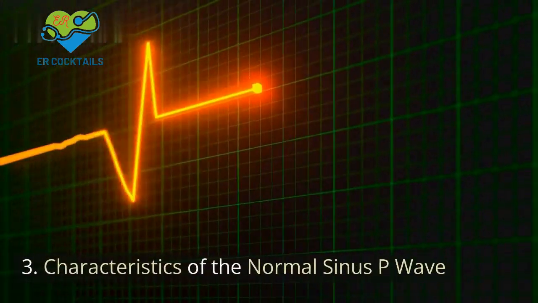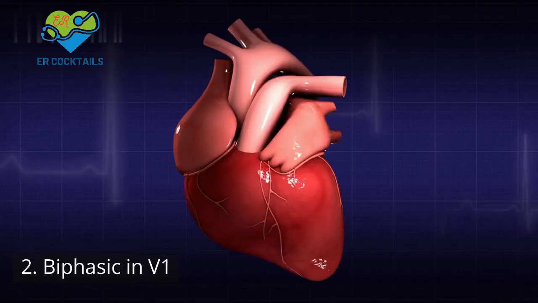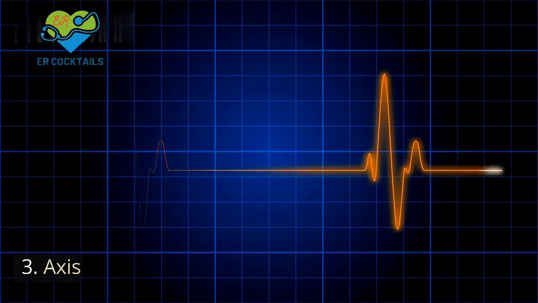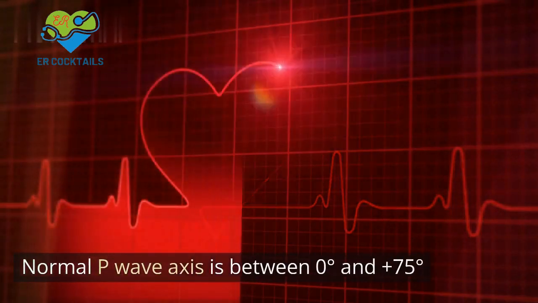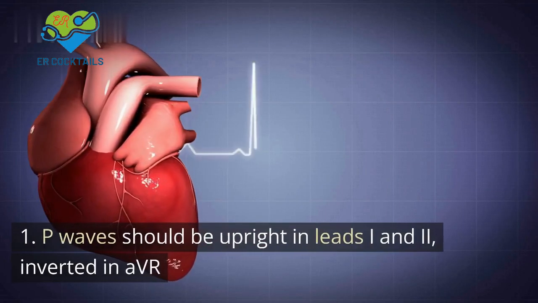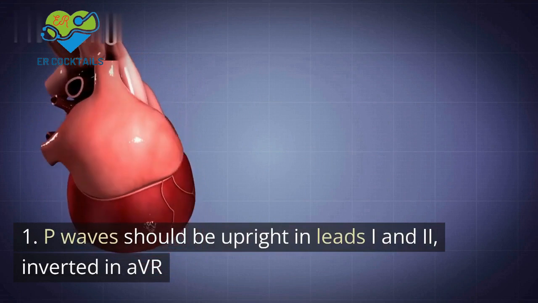3. Characteristics of the normal sinus P wave. Morphology. Smooth contour. 1. Monophasic in lead 2. 2. Biphasic in V1. 3. Axis. Normal P wave axis is between 0 degrees and plus 75 degrees. 1. P waves should be upright in leads I and 2, inverted in aVR.